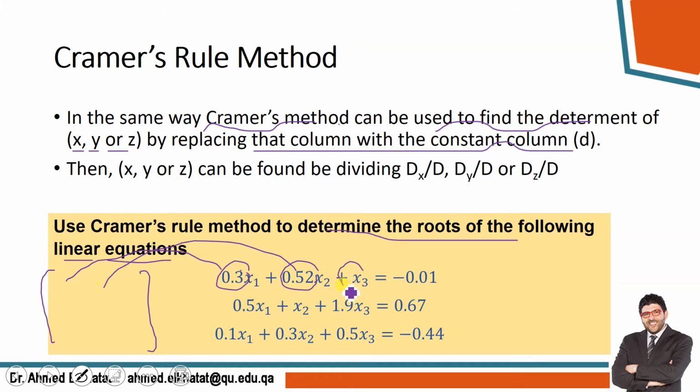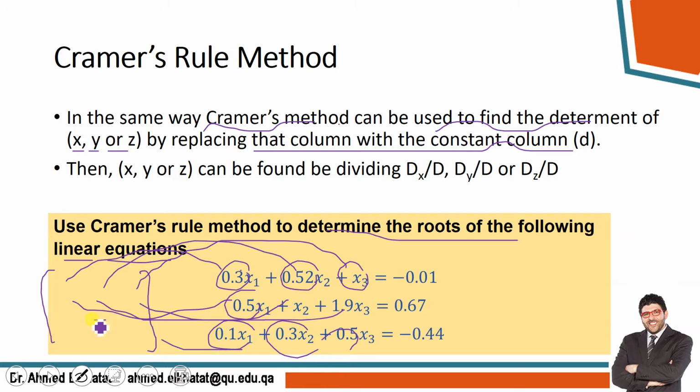second column. This will be plus. This will be 1. Okay, and the same, and here's also the same. Okay, and then find the D. This is D of the matrix.